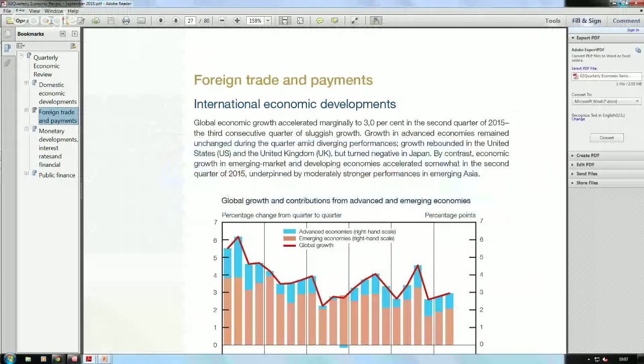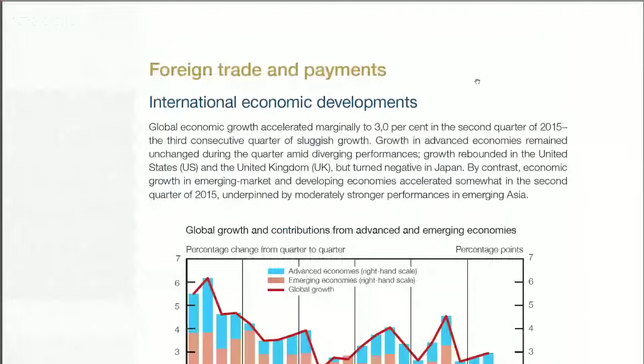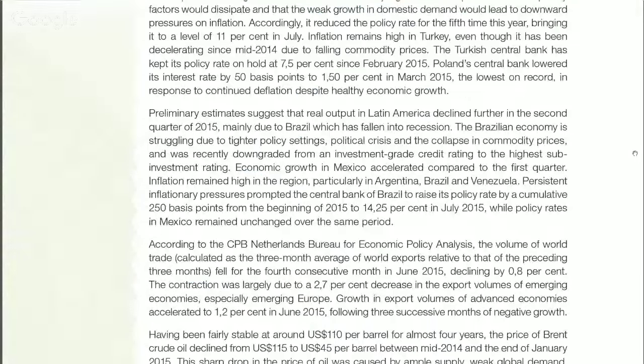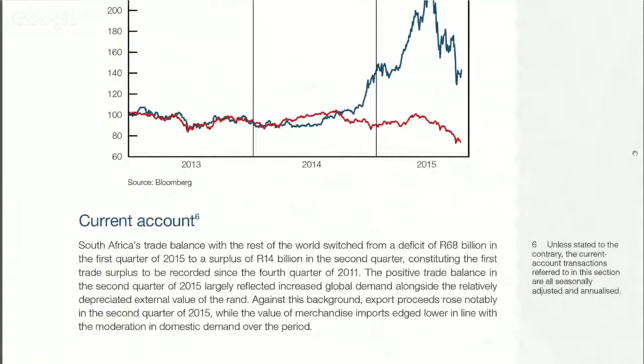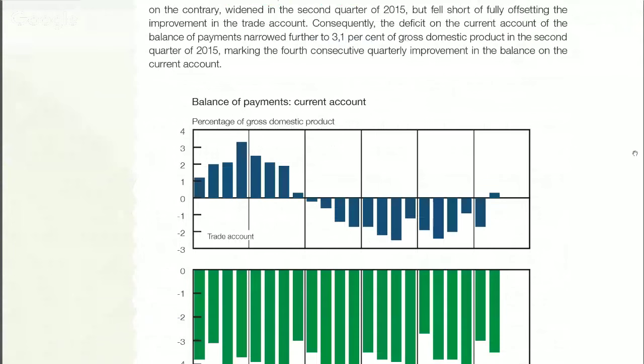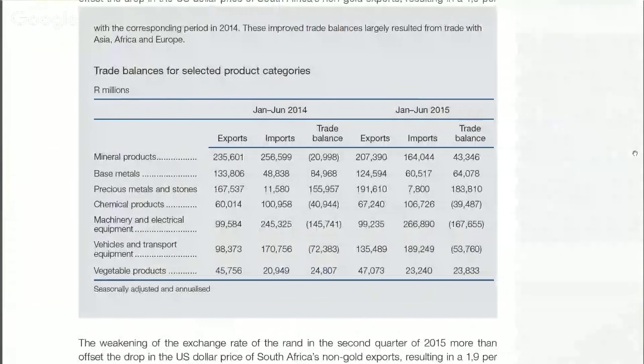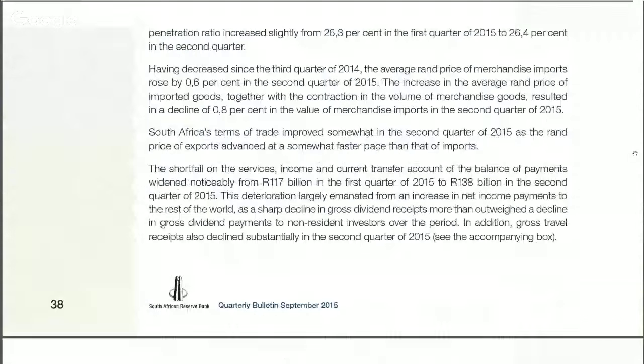If you go to the quarterly bulletin, you'll first find foreign trade and payments. That's where you want to go. Then you get international developments. I've showed you that a little. So if you go down, they give you all the developments, the growth, what we've been doing. We've talked about that. Then they get to the balance of payments. There's the current account, the financial account, all the changes.